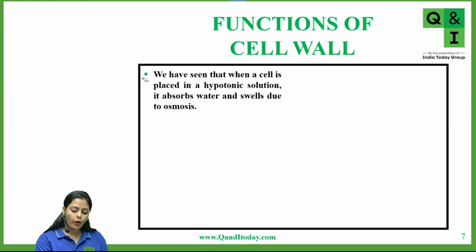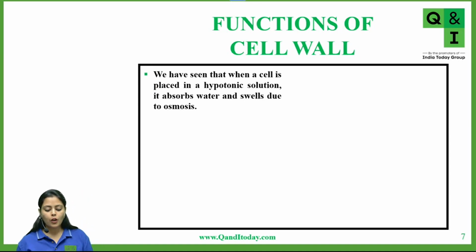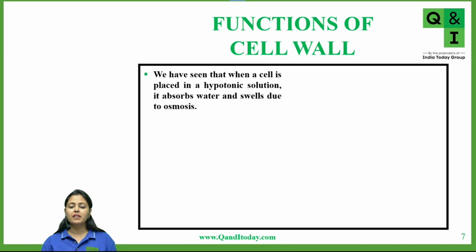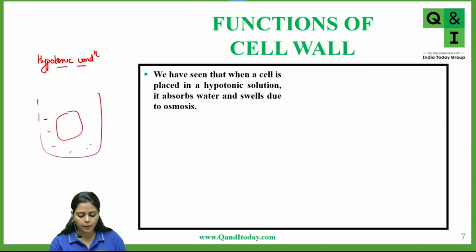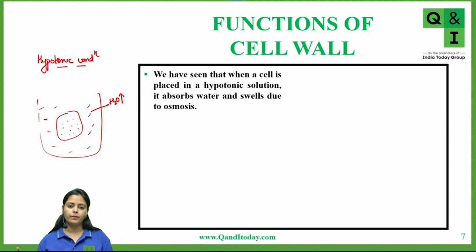Now, the very, very important third function of the cell wall. Remember in the previous class, we had discussed osmosis. Now let me ask you this. Whenever you place a cell in a hypotonic condition, what will happen? If you are placing a cell in a hypotonic medium, hypotonic means that there will be more water present in the medium in comparison to inside of the cell. So what will happen? Which type of condition will the cell be in after some time? Will it be plasmolyzed? Will it be turgid? Or will it be flaccid?